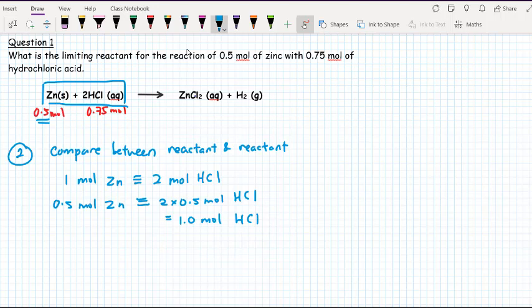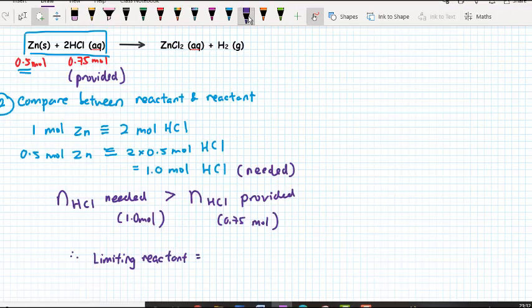The calculated mole of HCl using stoichiometry is the amount that is needed. However, in the question we have only 0.75 mole of hydrochloric acid provided in the reaction. Since the number of moles of hydrochloric acid needed is more than the number of moles provided, the moles that we have are not enough to support the reaction. Therefore, we can say that the limiting reactant is HCl.